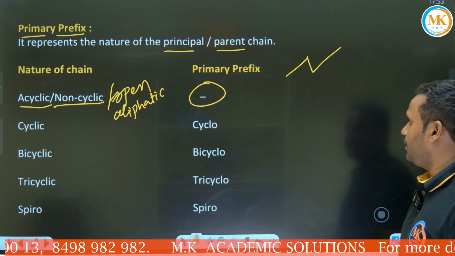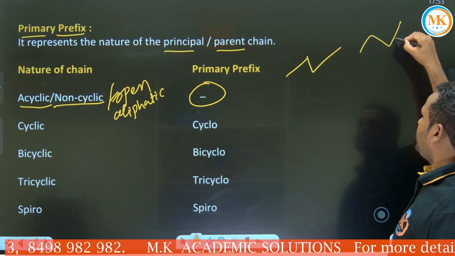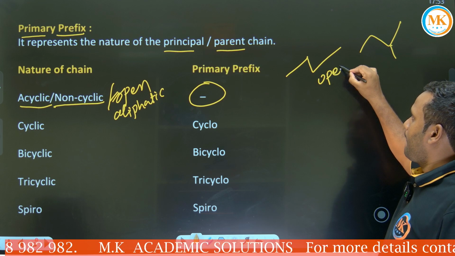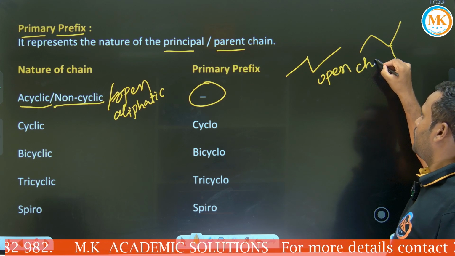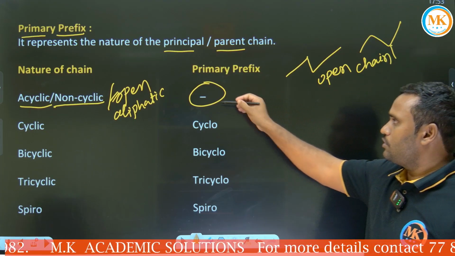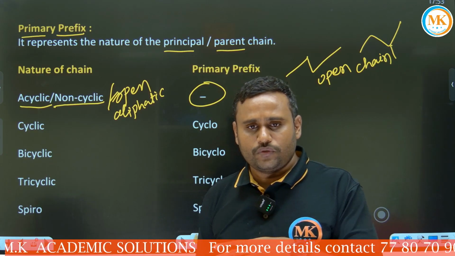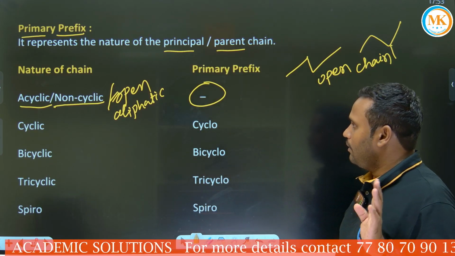So for this there is no primary prefix. For example, this is an open chain compound, no primary prefix. This also you can consider as an open chain compound. For open chain compounds there is no primary prefix, which means whenever we have open chain compounds you do not need to use the primary prefix.